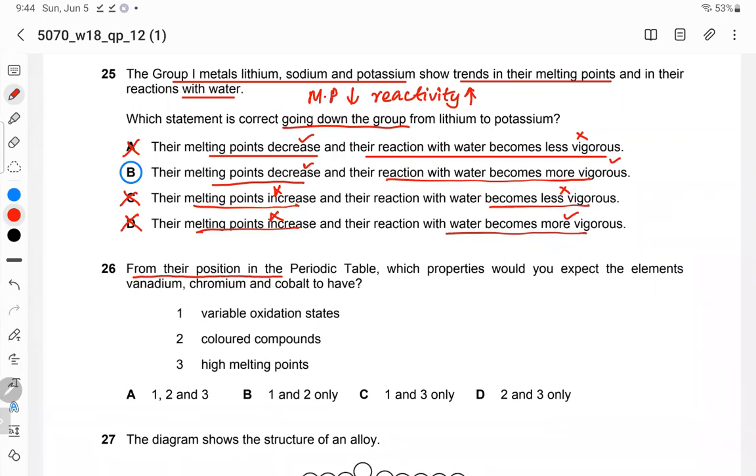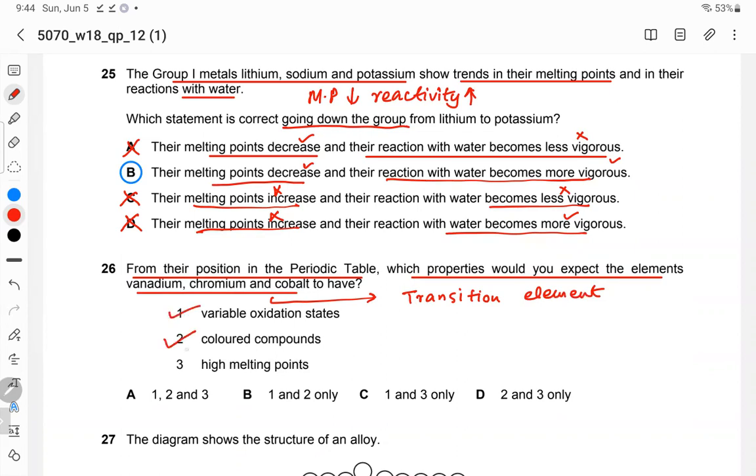From their position in the periodic table, which properties would you expect the elements vanadium, chromium, and cobalt to have? If you look at their position, you will find they are in the transition block. So these are transition elements, and their oxidation states are variable. They have colored compounds and very high melting points. So A is our correct answer. Is it clear to everyone?